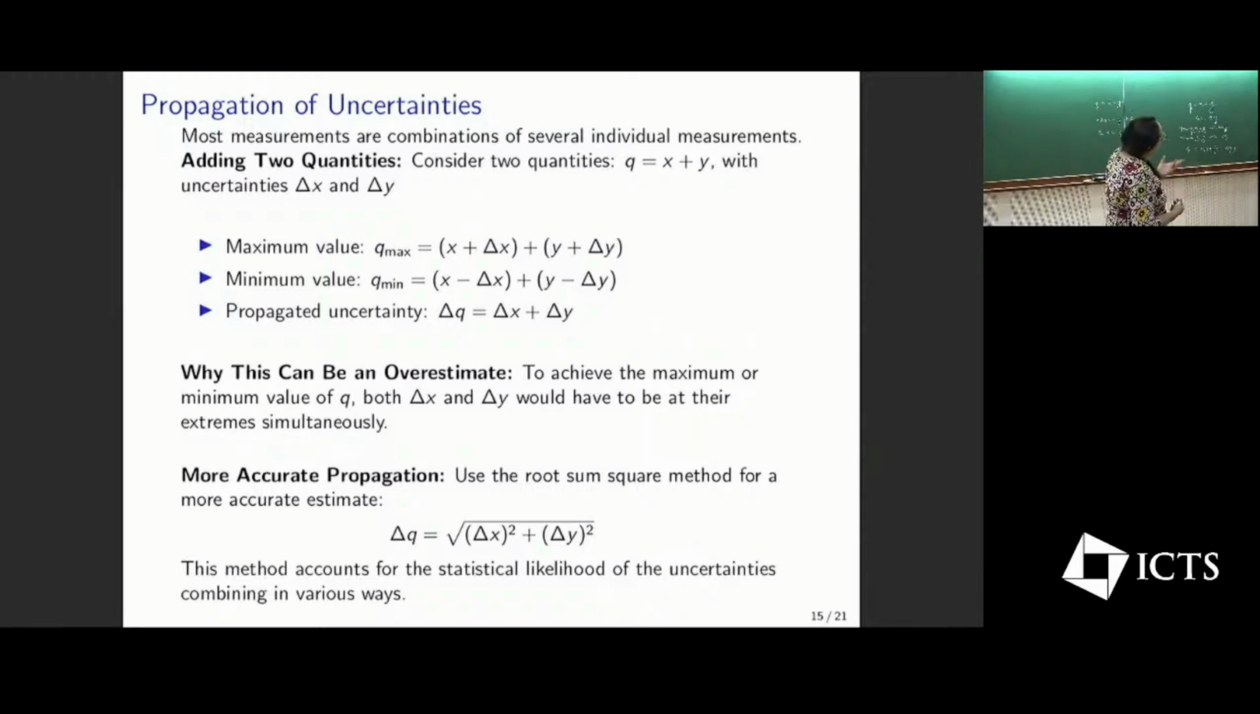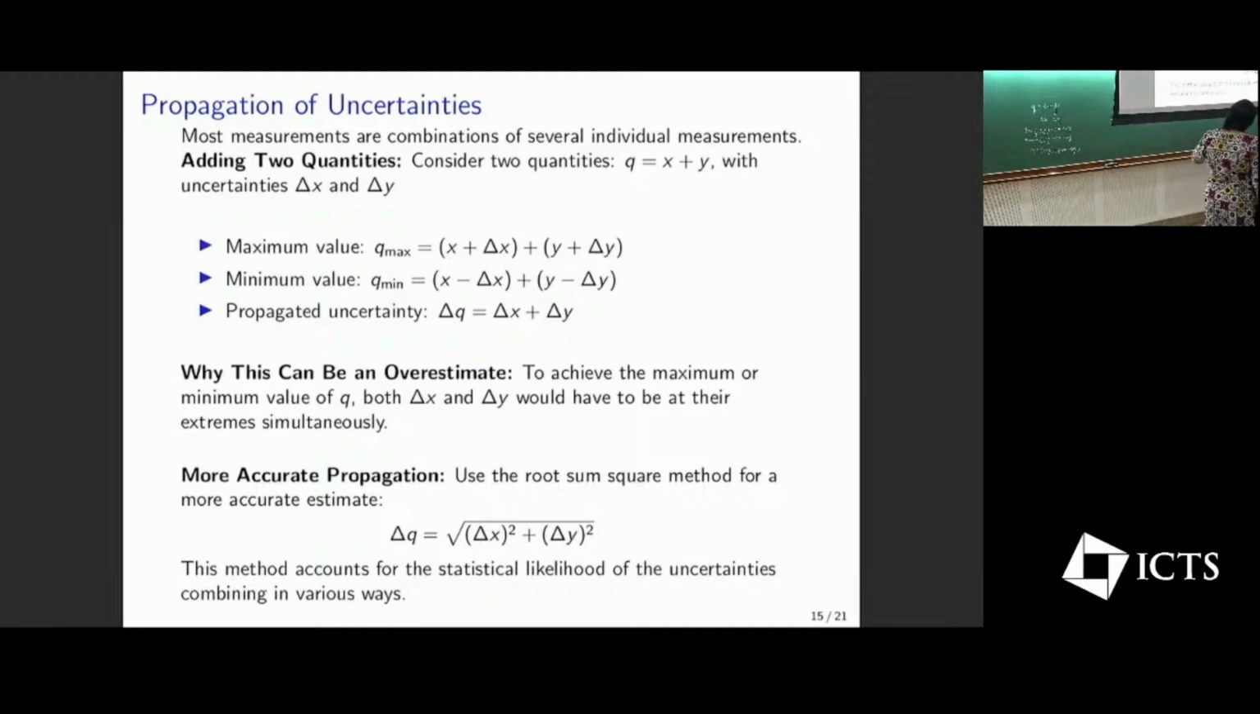So when you add or subtract two independent quantities, the uncertainties tend to add up. This is simplistic, this is for now the answer. We're going to have another look at this answer. Okay, but actually it turns out that this is an overestimate of the uncertainty. If I say that the uncertainty is delta x plus delta y, then it's actually overestimating the uncertainty. Why is it overestimating the uncertainty?